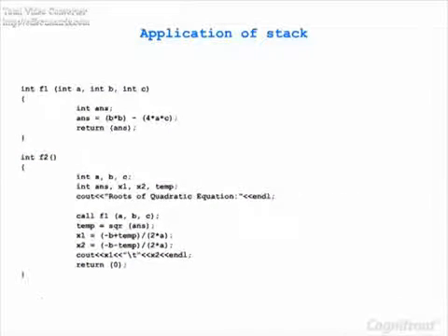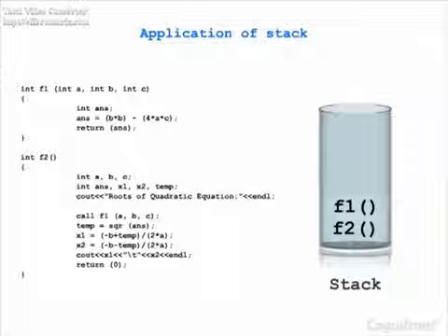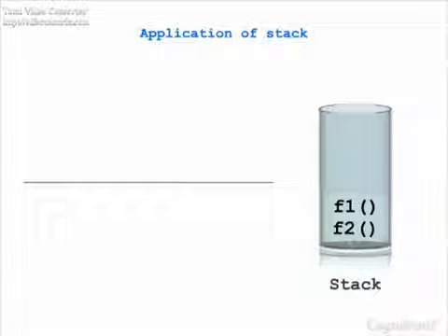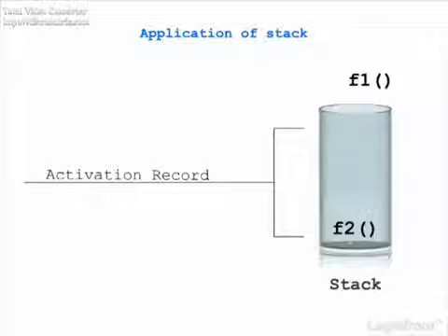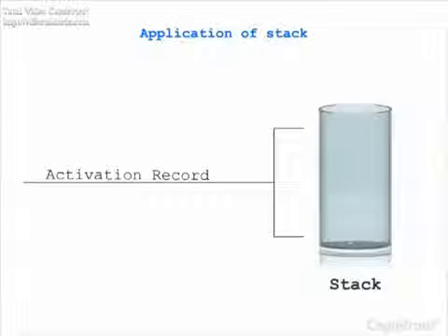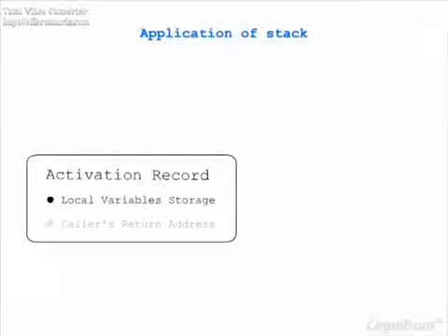While it is executing f1, the state of f2 and information of f1 is saved on the stack. This information that is saved on the stack is called an activation record. After the execution of the function, the memory of the activation record is deallocated. An activation record stores the details of the called function, like storage space for all local variables of the called function, return address of the caller function, etc.